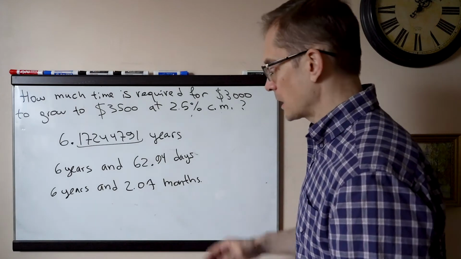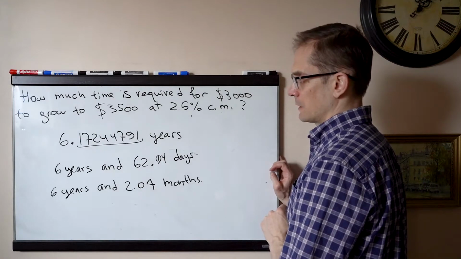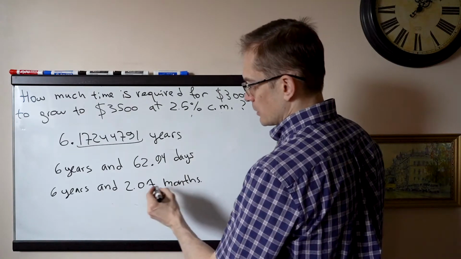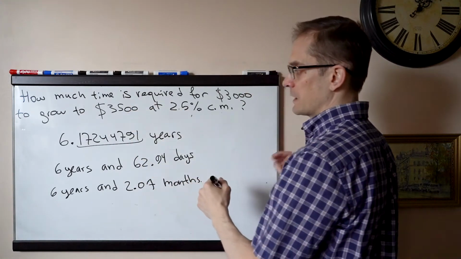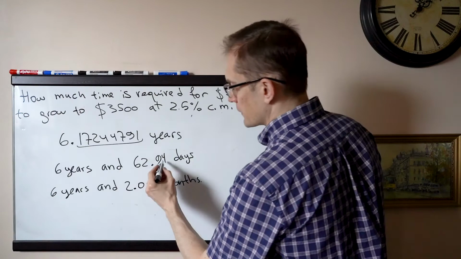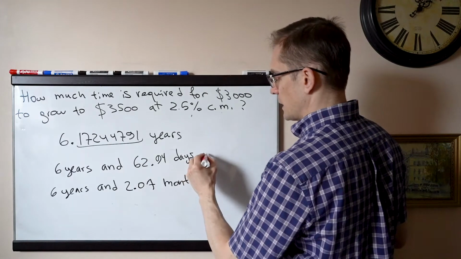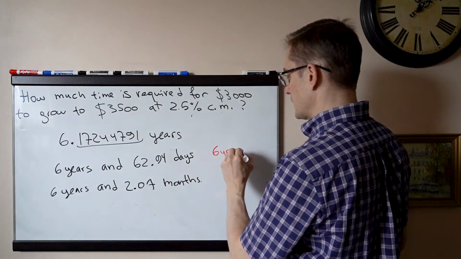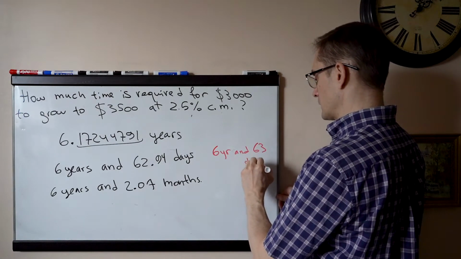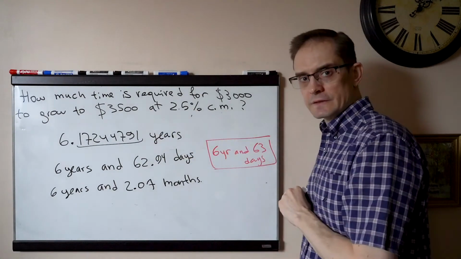Right? So these are a couple of examples of how I can now report my solution, my answer. Now, of course, if you are asked in this problem to give the answer in years and days, then you will need to round these days up to the next day. So you will need to report it as 6 years and 63 days. Okay, so that will be the answer in terms of years and days.